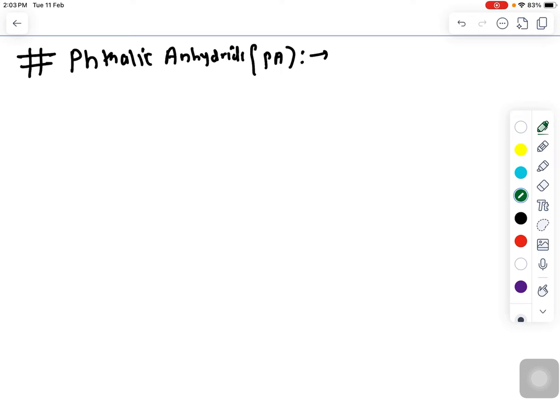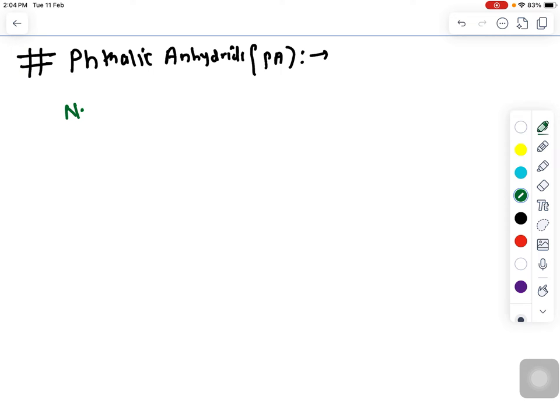In the case of phthalic anhydride, this happens due to the catalytic oxidation of orthoxylene or naphthalene, right? And vanadium pentoxide is used as the catalyst. So the two most important reactants are orthoxylene and naphthalene, right?